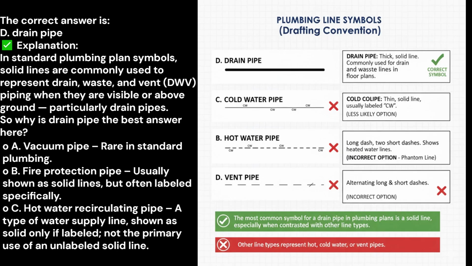But the most universally accepted convention is solid line equals drain or waste pipe in plumbing plans, especially when contrasted with dashed phantom lines for vents or supply lines. Additionally, in many building codes and drafting textbooks, drain pipes are the default solid line piping in plumbing riser diagrams and plans. Final answer, D. Drain pipe.